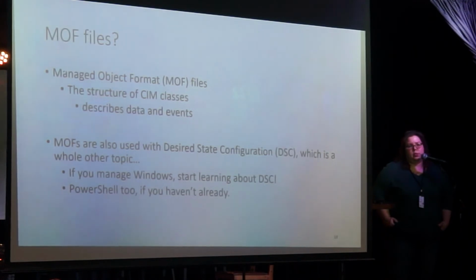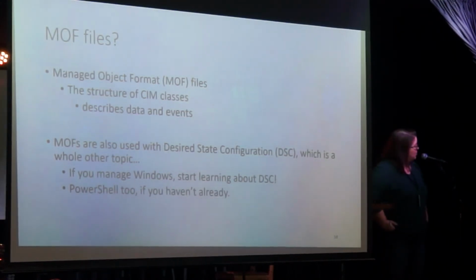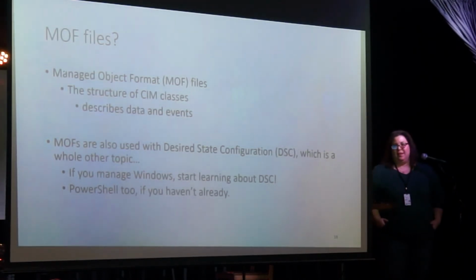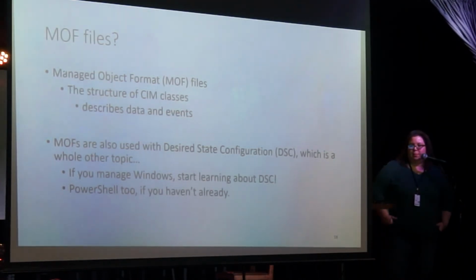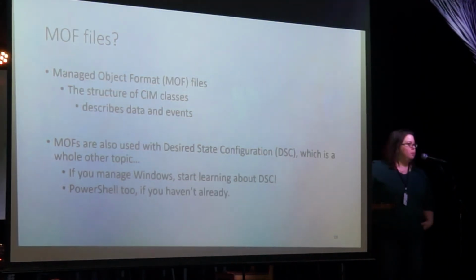DSC is Microsoft's version of automation, so it's really... It says 26 minutes on here. So yeah, Chef, Ansible, Puppet. I'm going to go faster.